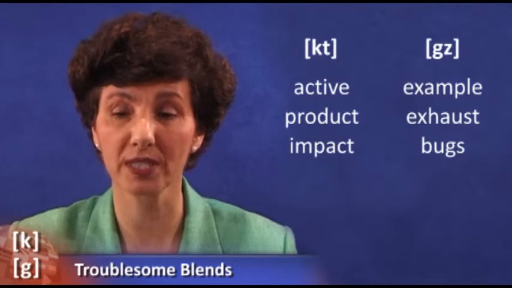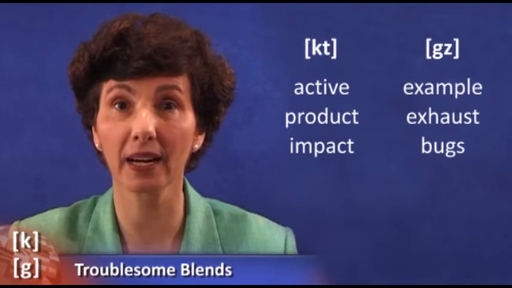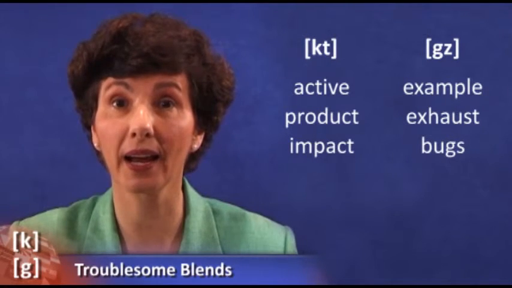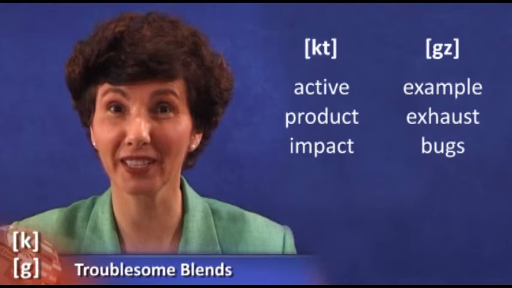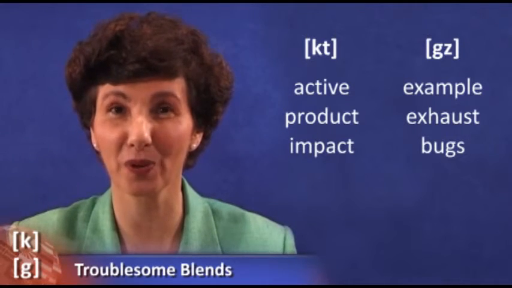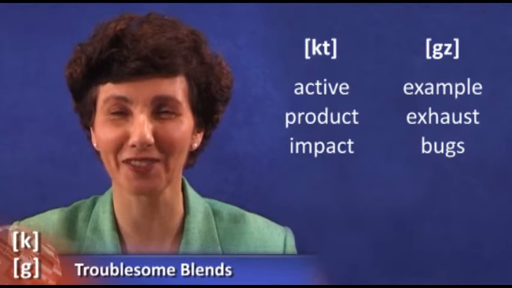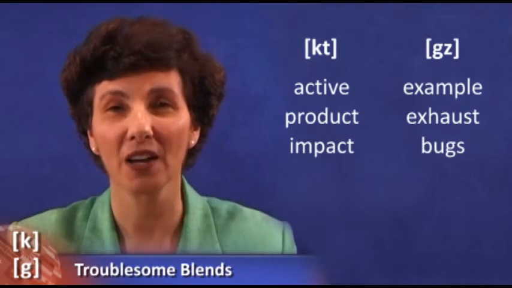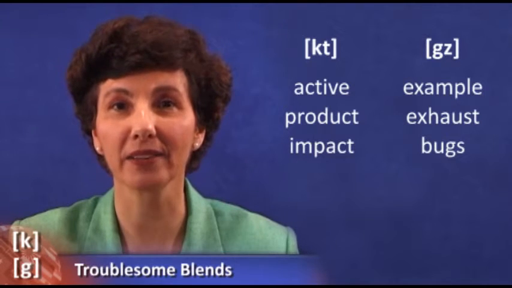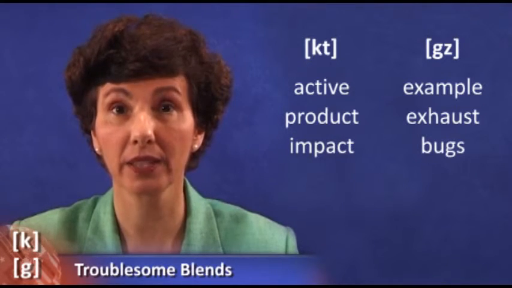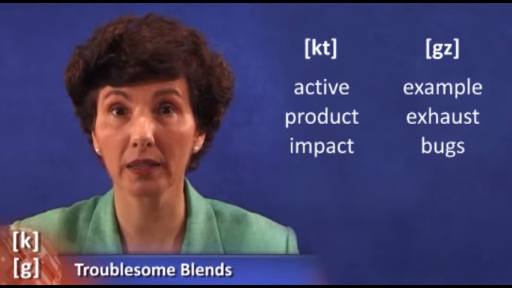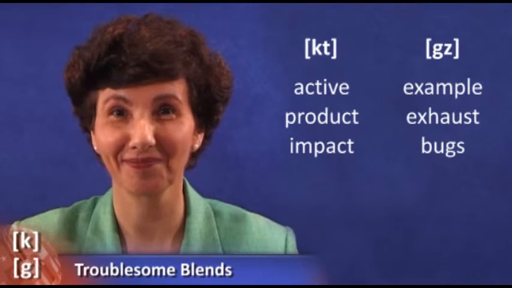Now, when you have words that have a k and a t after it, you must say the k sound and then touch the tip of your tongue to the place right behind the front teeth. That place, as I said earlier, where you might burn yourself if you eat too hot food. Right here. So let's try those words. Active. Product. Impact. You hear what I'm doing? I'm not just saying impact, I'm saying impact.